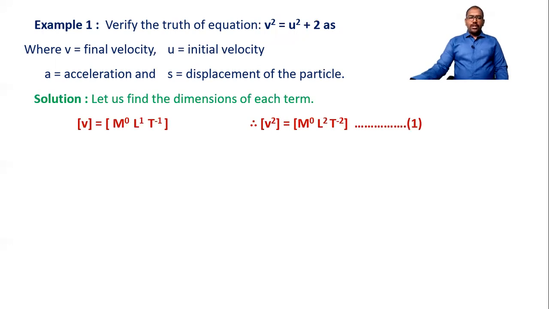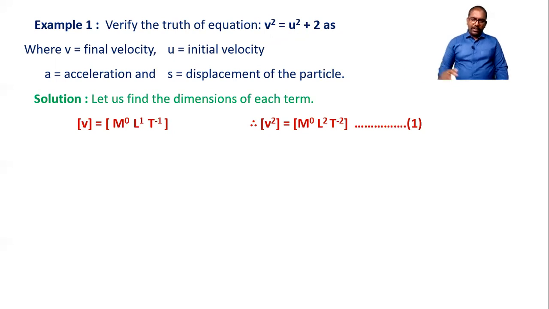The dimension of v: v is the final velocity, so the velocity dimension is M0 L1 T minus 1. In this equation, v square is there, so for the dimension of v square we have to square this. So we get M0 L2 T minus 2. This is the dimension of v square. So this is equation number 1.